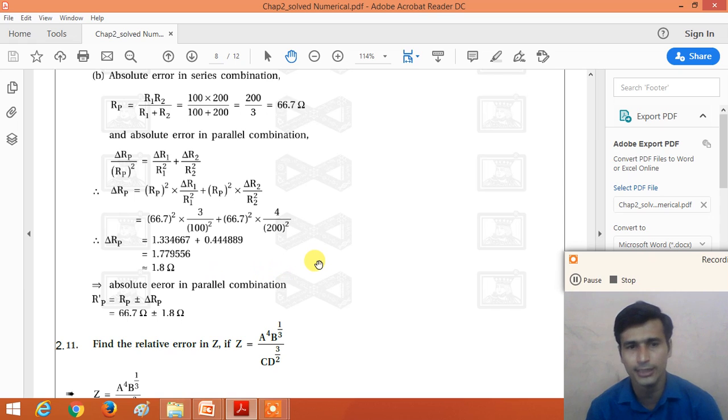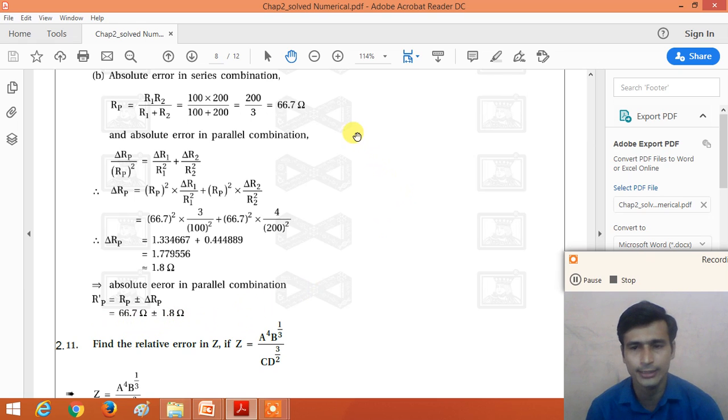So how do we write the equivalent resistance in a parallel combination? Rp' is equal to Rp plus or minus delta Rp. Here Rp is the true value and delta Rp is the average absolute error in the parallel combination. So the true value we get as 66.7 ohm and the average absolute error we get as 1.8 ohm. So Rp', the equivalent resistance in the parallel combination, is 66.7 ohm plus or minus 1.8 ohm, right?